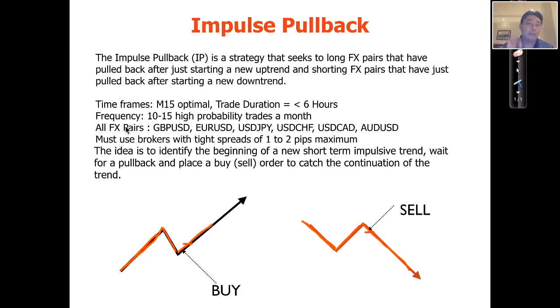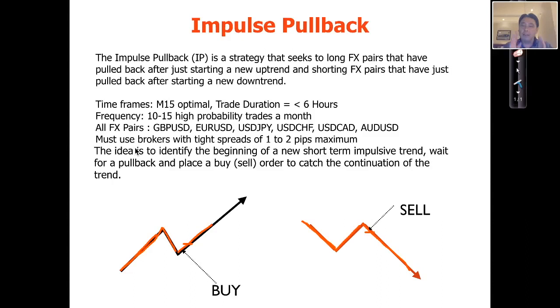Now, how often do these setups appear? These setups can appear quite often, but I only take the high probability setups, which I'll tell you how to identify. For these high probability setups, I would say an average of 10 to 15 trades a month for this particular strategy. This works on all forex pairs of major currencies. So you've got the pound dollar, the euro dollar, dollar yen, dollar franc, dollar CAD, Aussie dollar, pound yen. So any of the 8 major currencies and the different pairs that they create.